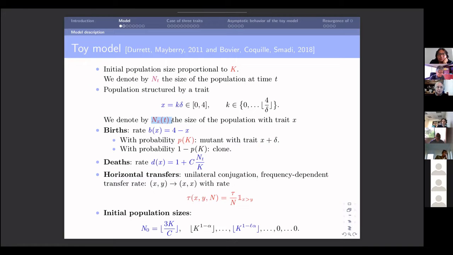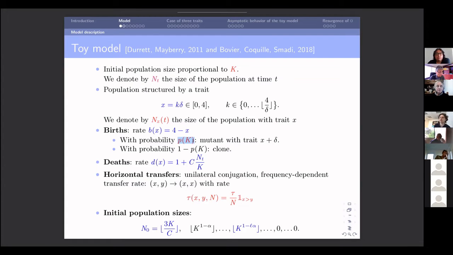Now, what can happen to these individuals? First, we can have birth. So I assume that each individual with trait x has birth at some rate which depends only on its own trait. So it's b(x), and it's 4 minus x. So it's something modeling that it's harder to divide when the trait is large. So it's the cost of plasmids here. The more plasmids you have, the longer it takes for cell division. And now I have some other parameter, which is the mutation probability.